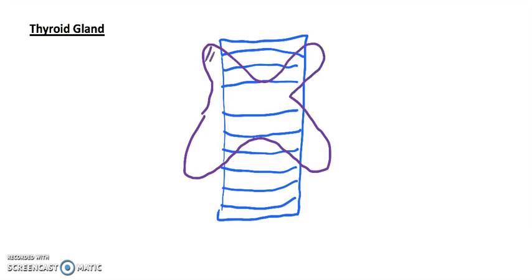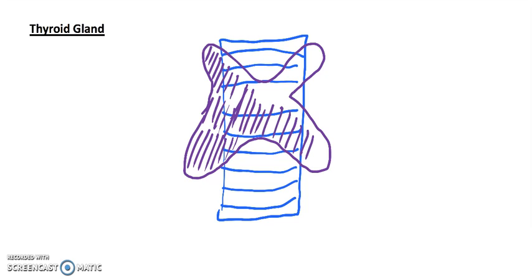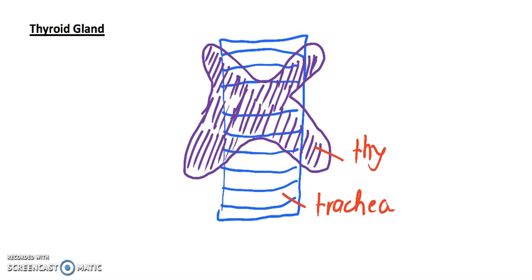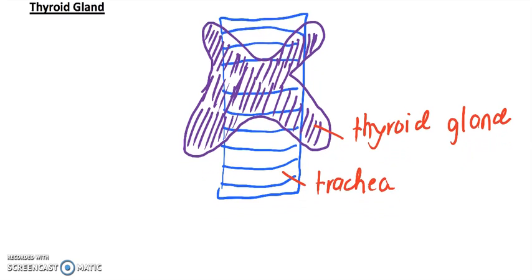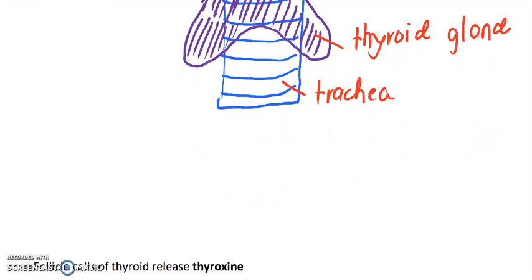Okay, so this guy here, this butterfly shape, this is your thyroid gland. Again, this is the trachea. And this guy here, this is your thyroid gland. And this structure secretes a hormone known as thyroxine.